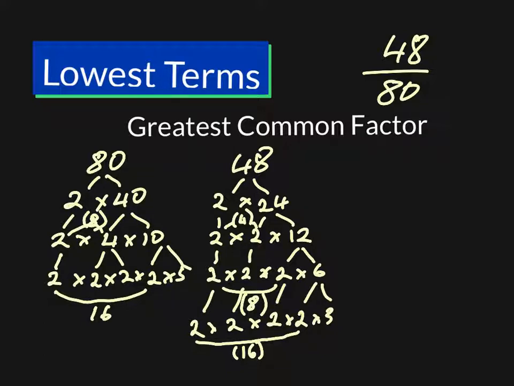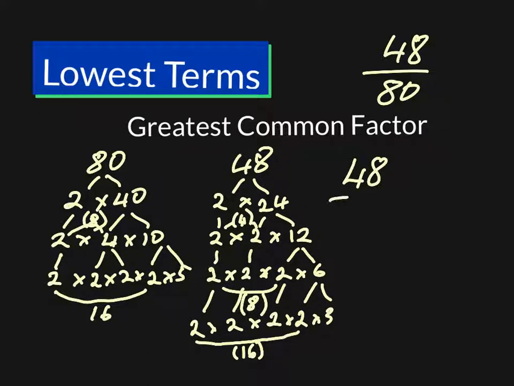Okay, so if I look at both of these factorings, I can see that 2 is a common factor, 4 is a common factor in both 48 and 80, 6 is not, 10 is not, but 8 is a common factor in both 48 and 80, and the biggest one is 16. That is a factor of both 48 and 80. So that's the greatest common factor. That's the biggest number that divides evenly into both.